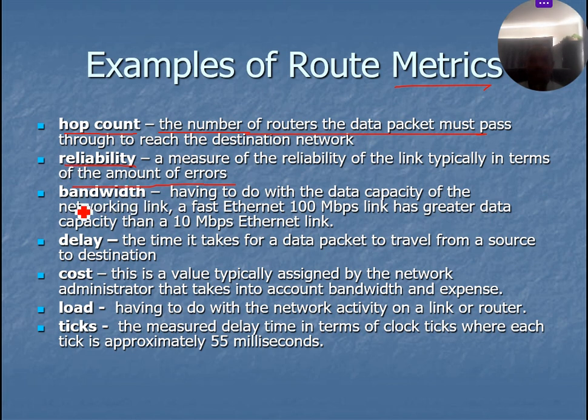Bandwidth has something to do with capacity, right? We already know bandwidth has to do with the data capacity of the networking link. A fast Ethernet 100 megabit per second link is actually a speed. Usually, the greater the speed, the greater the capacity. So a 100 megabit per second link has a greater data capacity than a 10 megabit per second link.